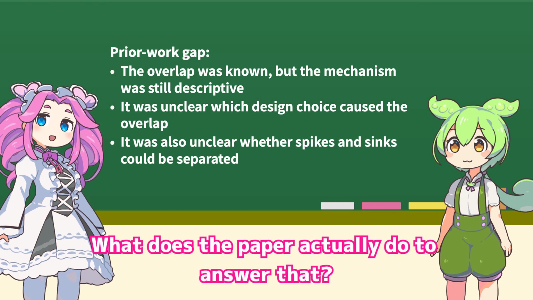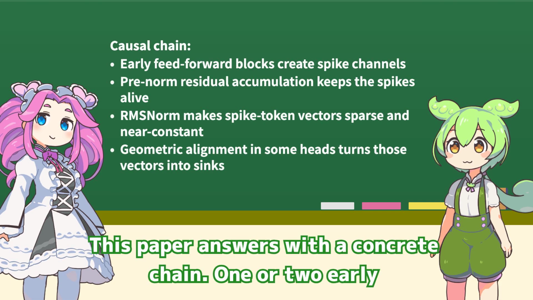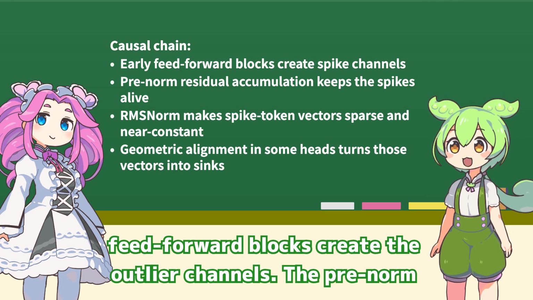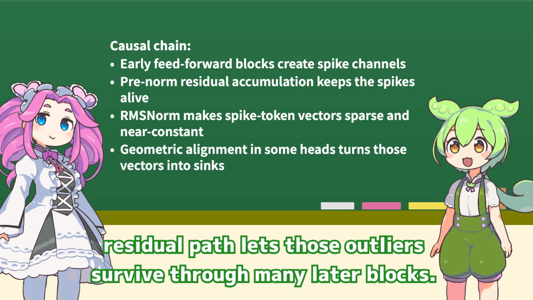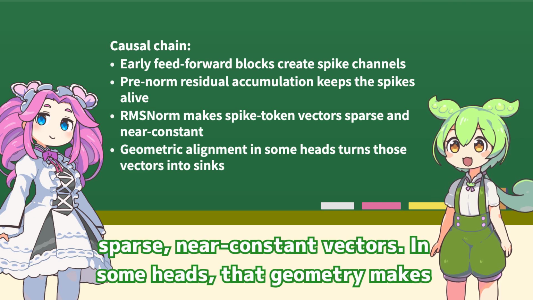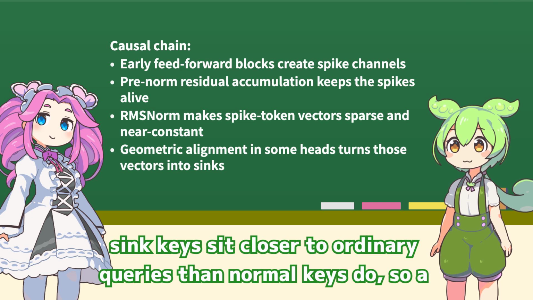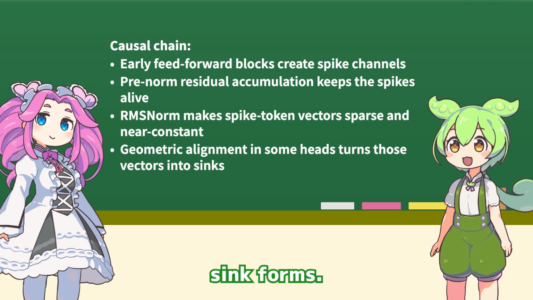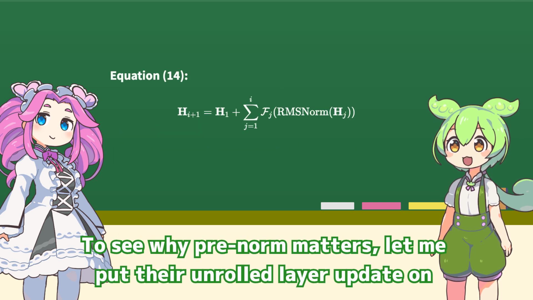What does the paper actually do to answer that? This paper answers with a concrete chain. One or two early feed-forward blocks create the outlier channels. The pre-norm residual path lets those outliers survive through many later blocks. RMSNorm then turns the resulting spike token representations into sparse, near-constant vectors. In some heads, that geometry makes sink keys sit closer to ordinary queries than normal keys do, so a sink forms. To see why pre-norm matters, let me put their unrolled layer update on the board.